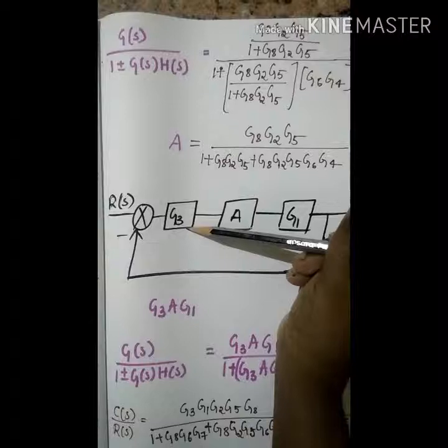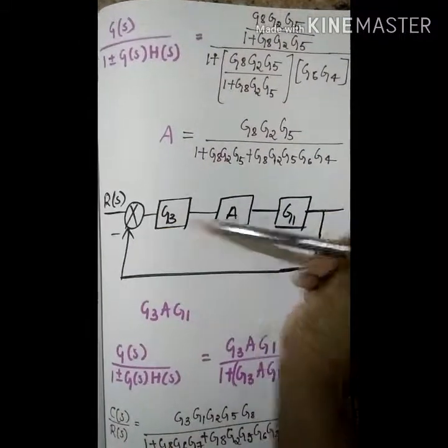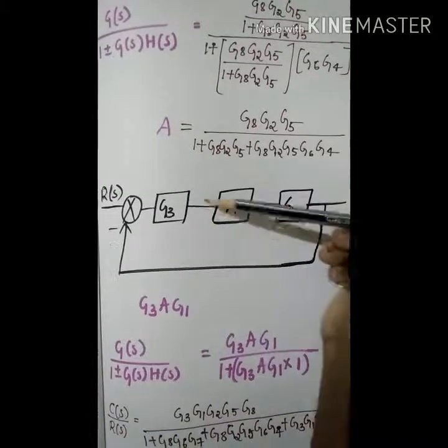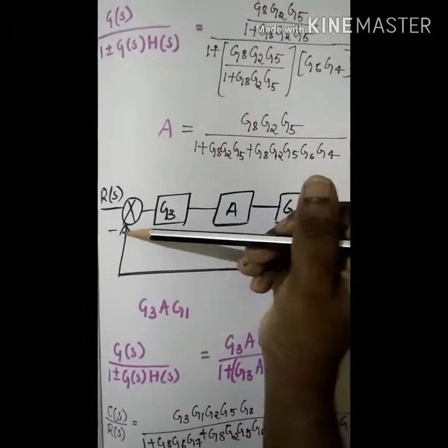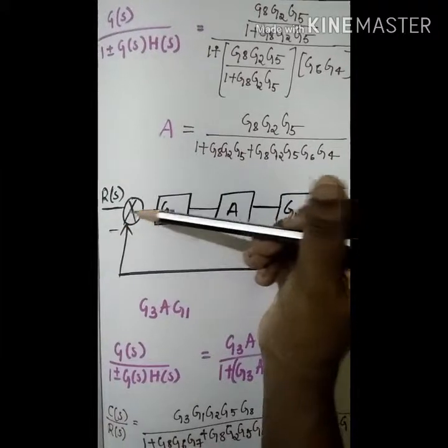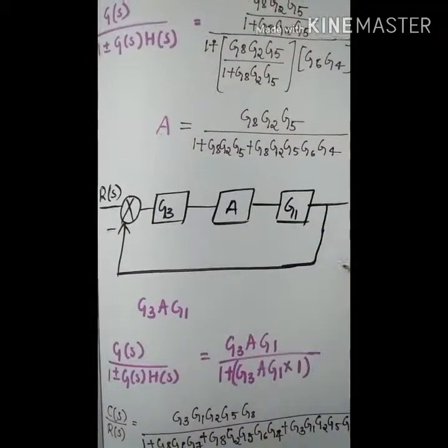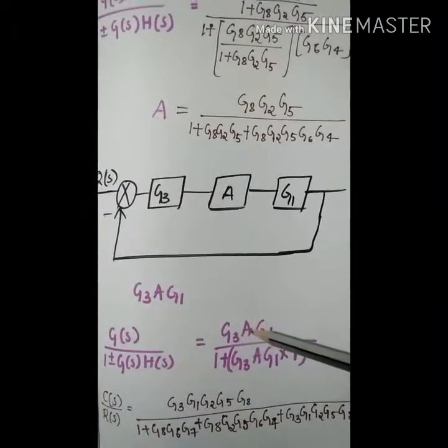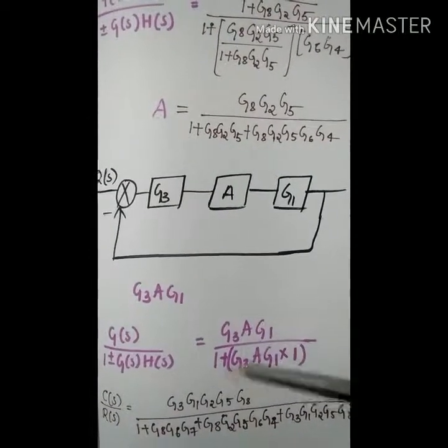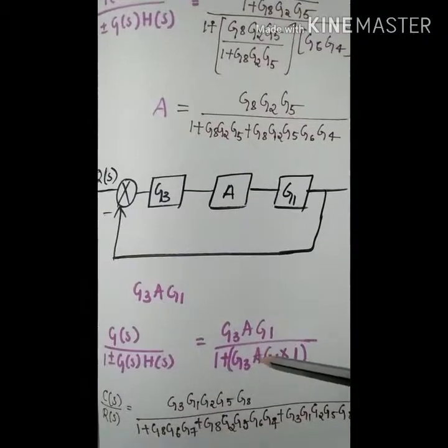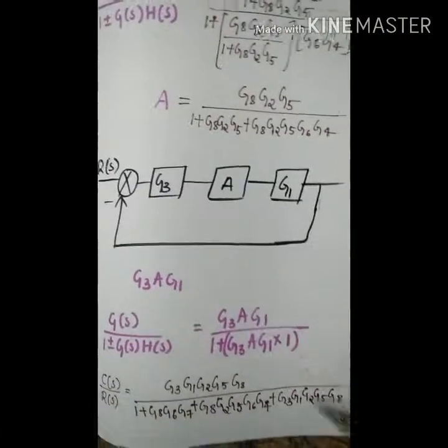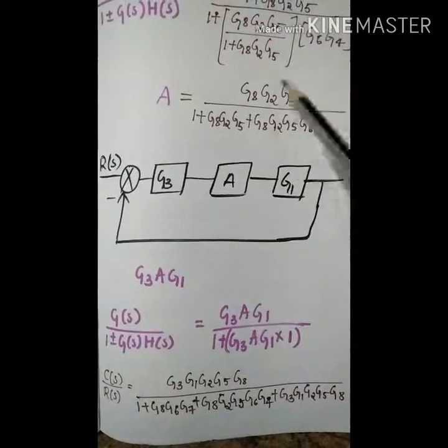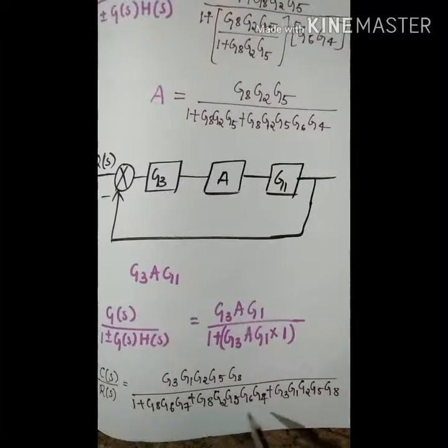which becomes in series with G3 and G1, thus it gets multiplied G3 into A into 1, which is in turn with a negative feedback to this summing point, wherein you have a unity feedback here, thus it becomes G3 into A into G1 divided by 1 plus G3 A G1 into 1. Now as you solve this, you substitute the A value, that is this value, in the transfer function, and you get this final answer.